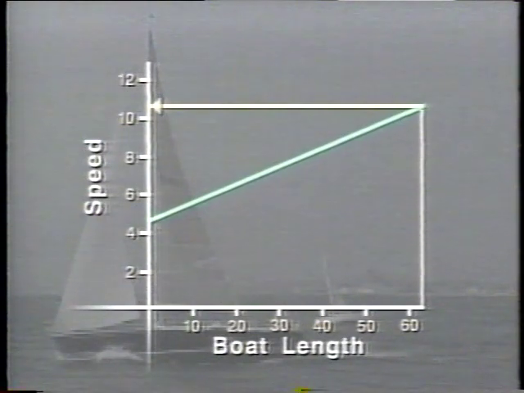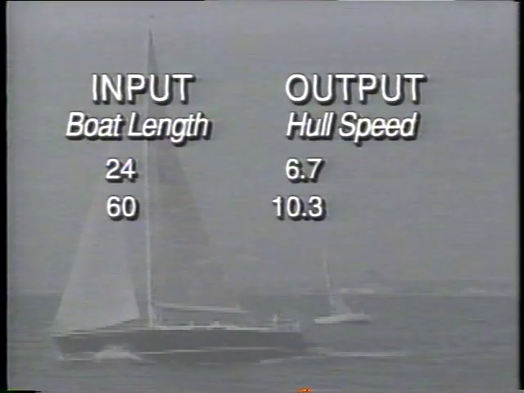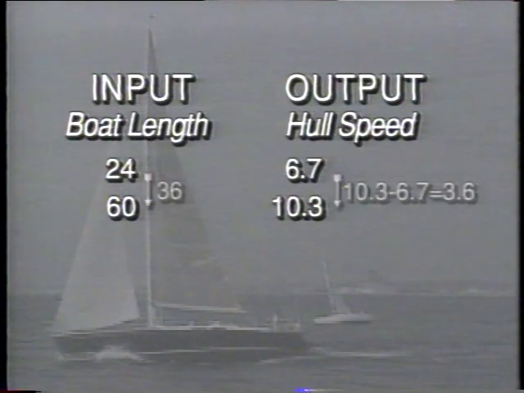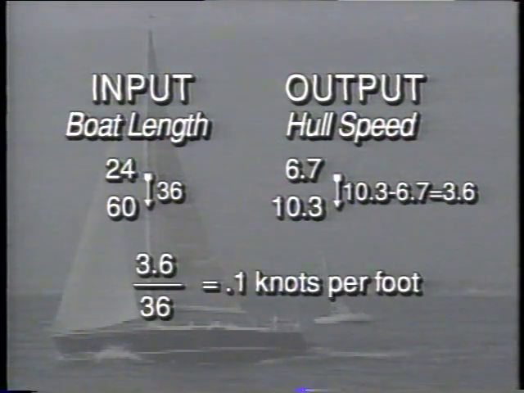But we can obtain better predictions if we find a symbolic form that describes the relationship between boat length and hull speed. Here's a table showing the 2 pairs that we know. Even though there are only 2 pairs, we can find the rate at which the boat speed increases. The hull speed increases by 3.6 knots when the boat length increases by 36 feet. In other words, the boat designer can increase the hull speed by 0.1 knots for every foot he increases the length.